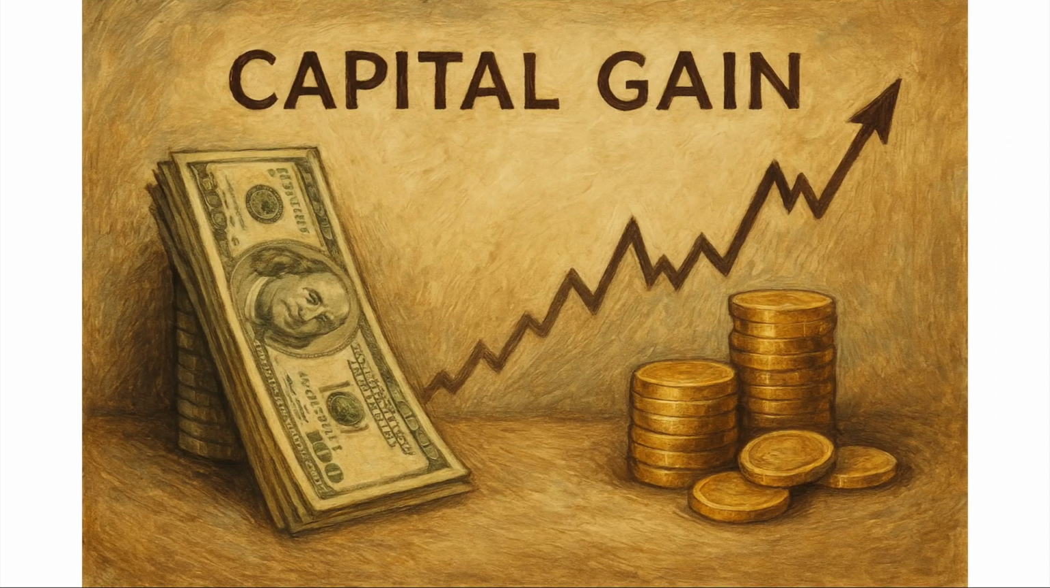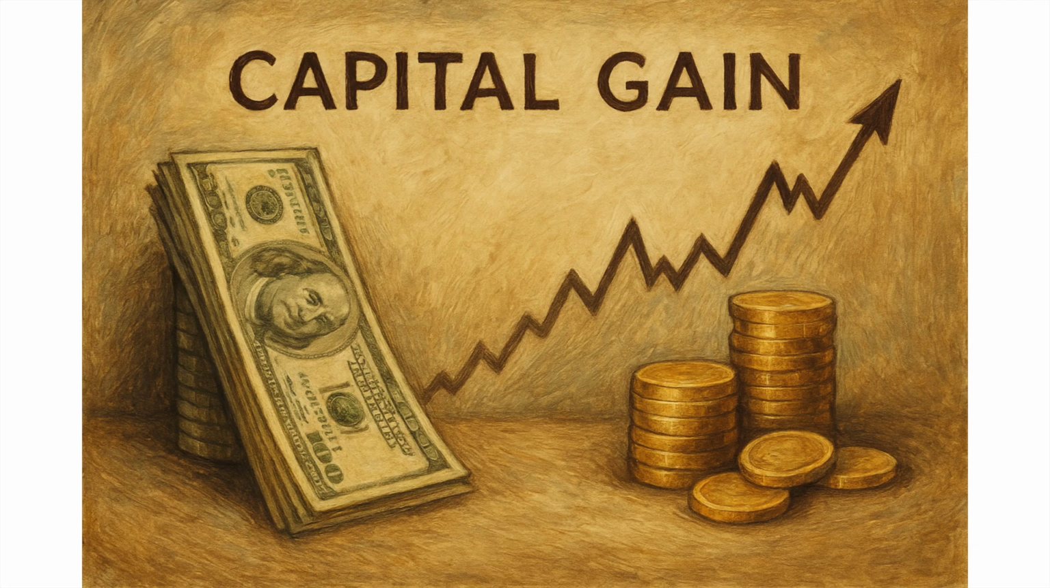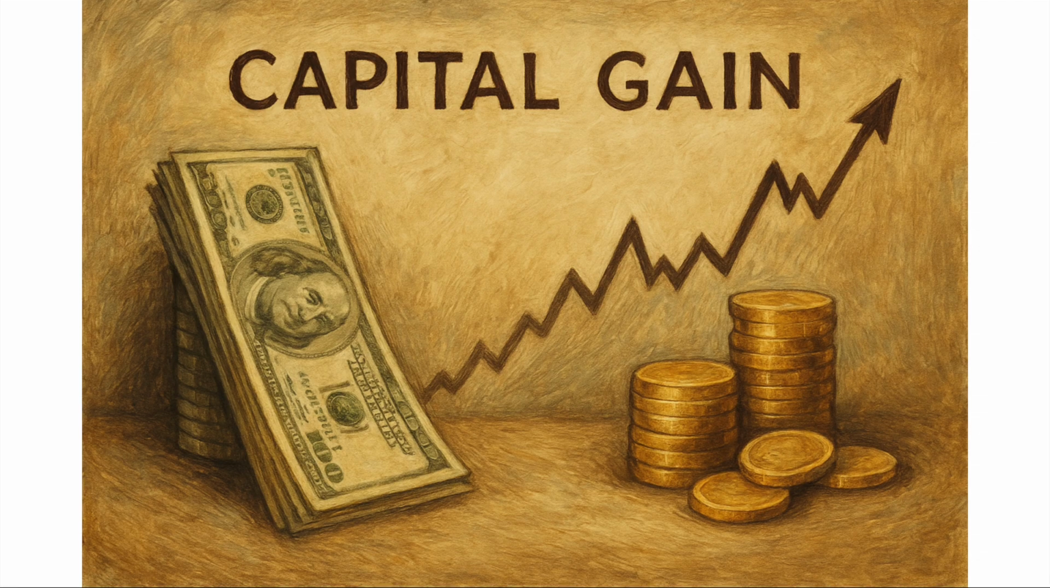Capital gain. A capital gain is profit made when you sell an asset for more than you paid for it. Long-term capital gains from assets held over a year are often taxed at lower rates than regular income. Understanding taxes on gains helps investors make smarter decisions about when to buy or sell.